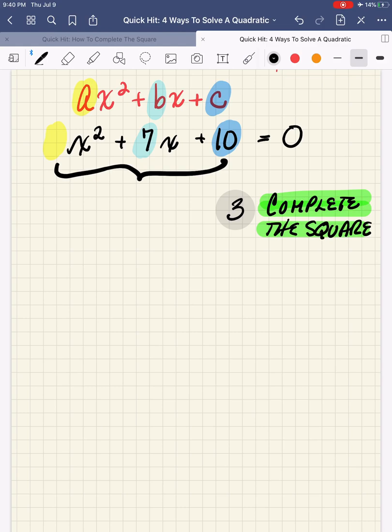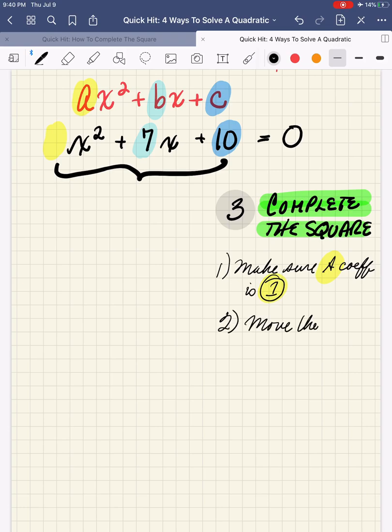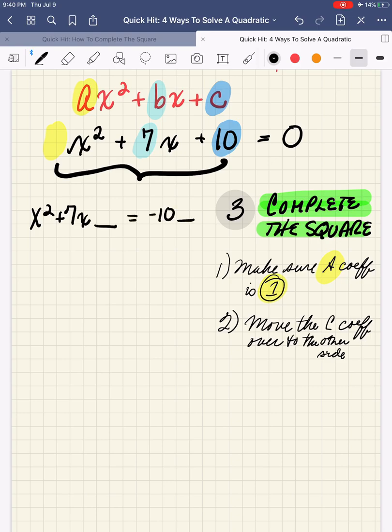The first thing I need to do when I'm completing the square, I need to make sure my a coefficient is equal to 1, okay? So make sure my a coefficient is equal to 1, and I have fulfilled that requirement. The second thing I need to do is move the c coefficient over to the other side. All right, so let's do that. That's going to be x squared plus 7x equals negative 10.